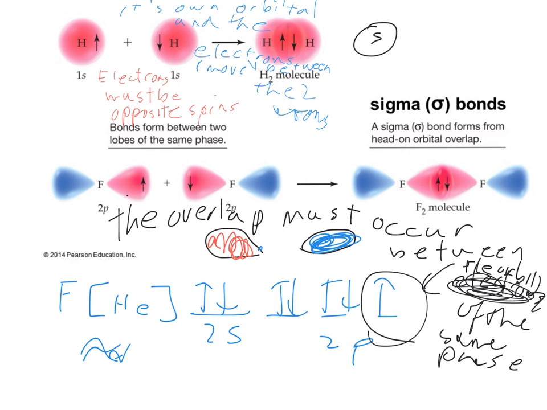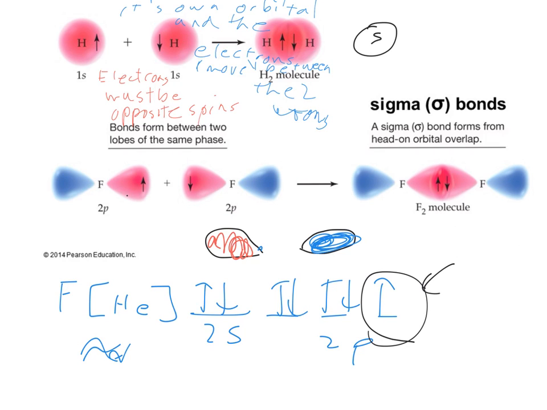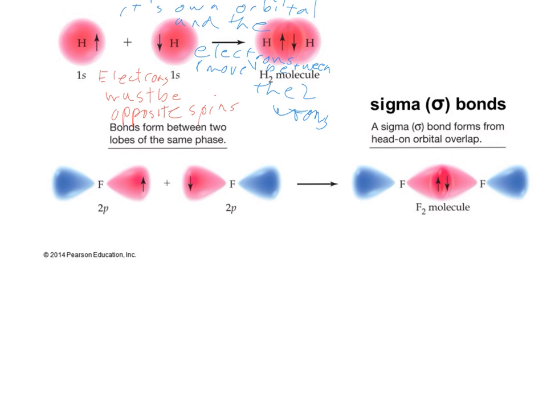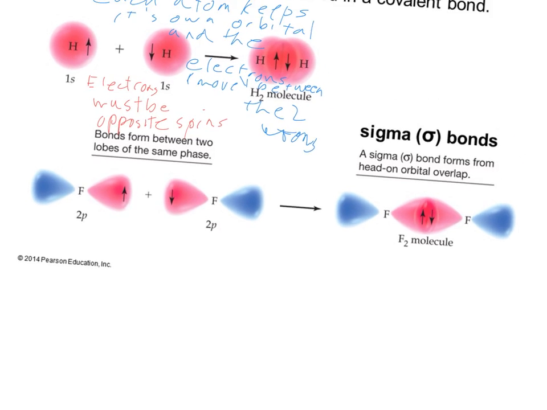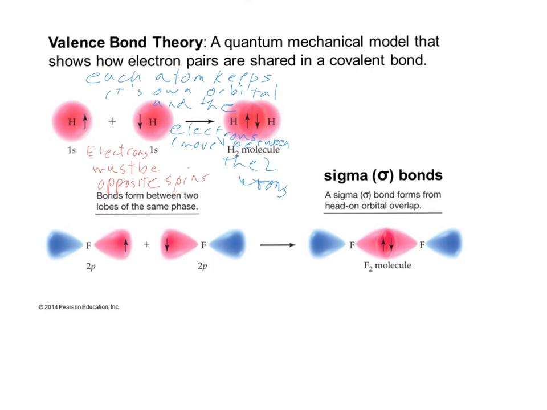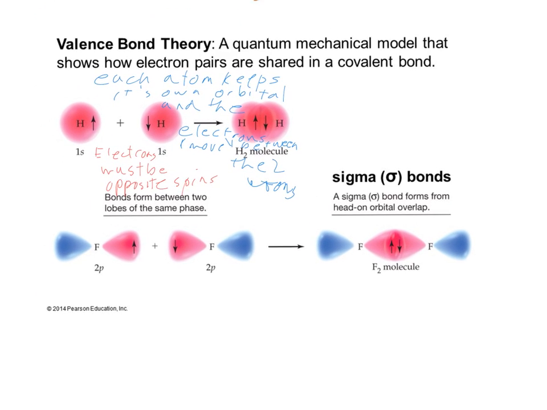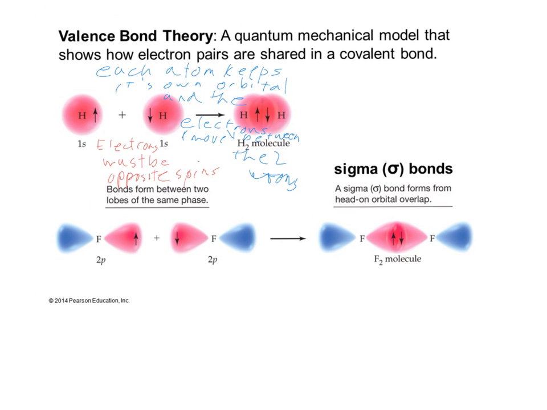Now, we are ready to give a name to our creation. We are ready to name the monstrosity. We are ready to talk about what it is that we have created, what it is we have wrought. And we name it sigma bond. Whenever there is an overlap of orbitals, head to head, it is referred to as a sigma bond.